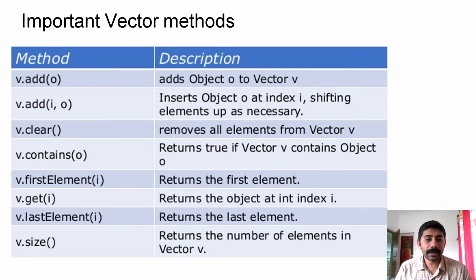This table summarizes the important methods of the Vector class: add, clear, contains, firstElement, lastElement, size. The size method returns the number of elements in a vector. In the case of an array, we were using the length property. In the case of strings, we were using the length method. In the case of a vector, you have to use the dot size method.